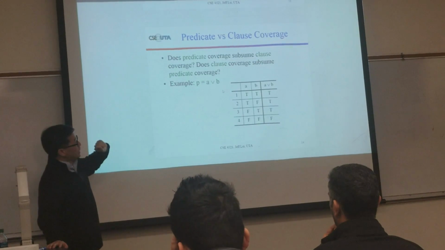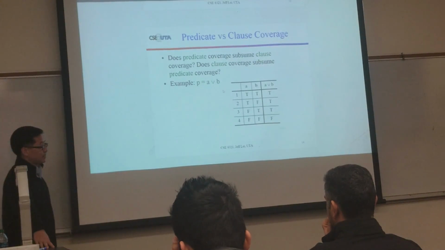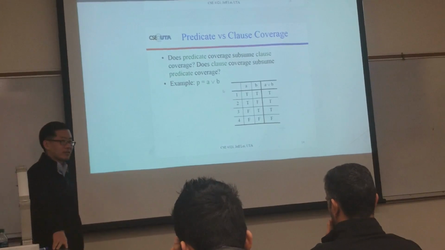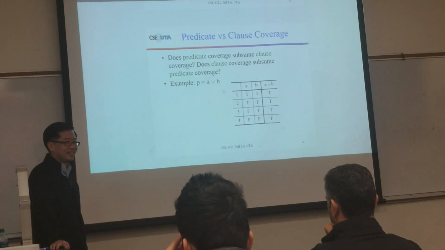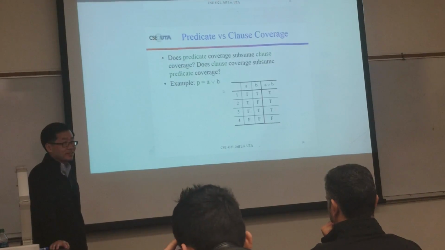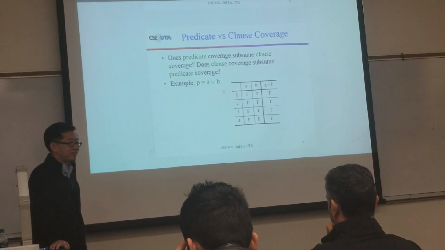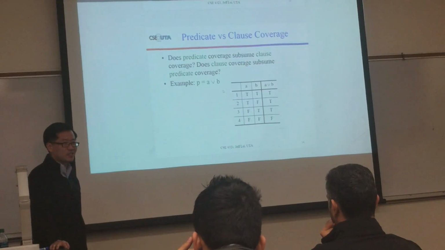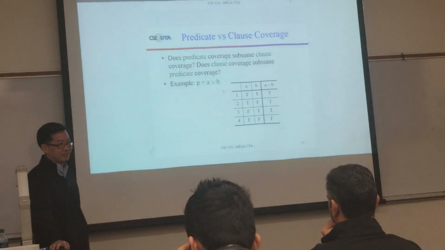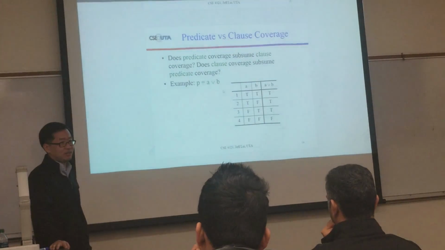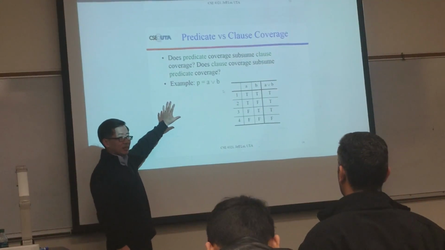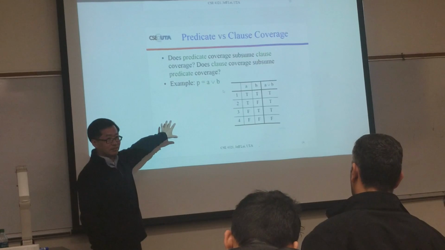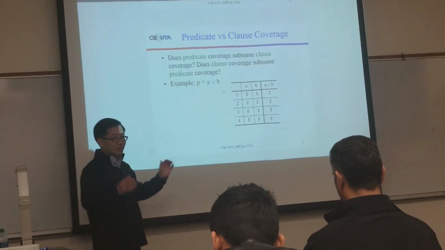Okay, what about the other one? Is class coverage stronger than predicate coverage? Intuitively, at a very high level, you probably feel class coverage is stronger, right? Like going inside the predicate, inside each class and predicate. But what happens is that neither one is stronger. They are not really comparable.